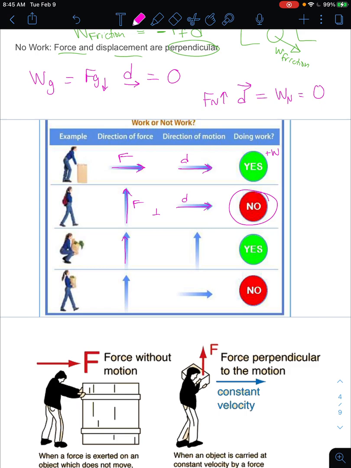But if we apply an upward lifting force to the groceries through an upward displacement, then yes, that's positive work. Those groceries will be gaining energy as a result. But when we carry our upward lifting force through a rightward displacement, that's actually no work being done. We're not causing them to speed up, slow down, or change their energy, so we're not doing any work.